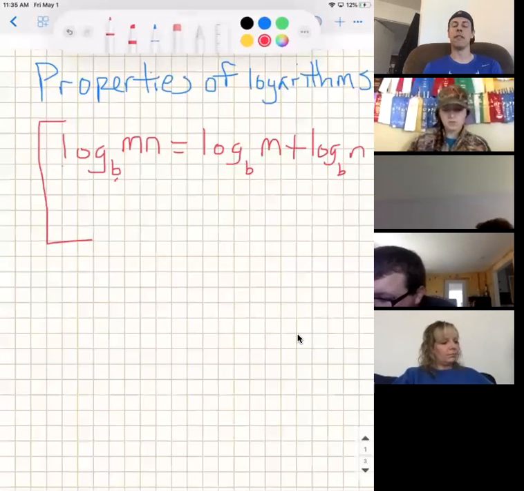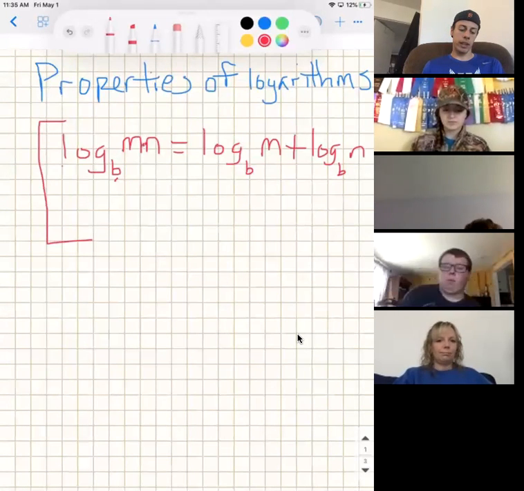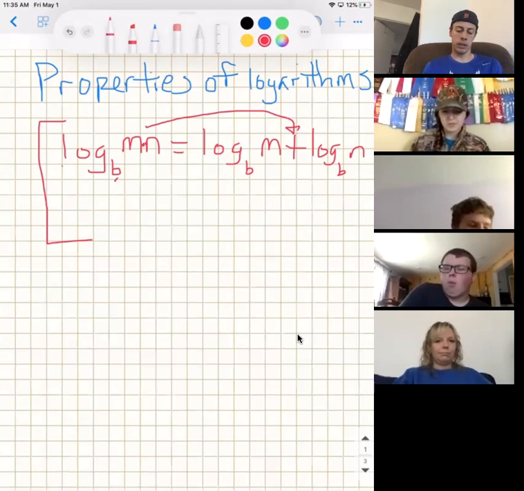And I know I'm putting this in variables right now. We'll talk about it in terms of numbers in a minute, okay? Knowing this, if we have a multiplication statement inside a logarithm, we can split it up as addition, right? We can add the two logs.